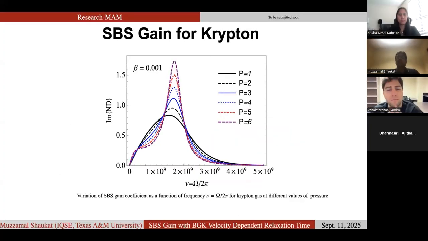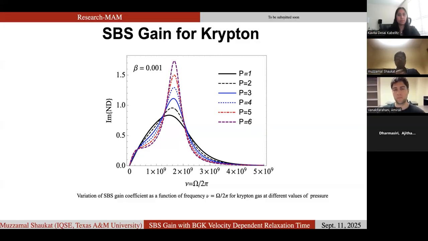And this comes with the pressure term: the more pressure you have, the more gain, and the more the frequency is shifted. But again, I want to emphasize that you have seen the imaginary ND. This means that, as I was telling you initially, gain is proportional to ND, numerator over denominator. That is just this factor.